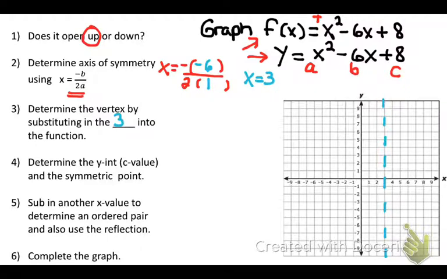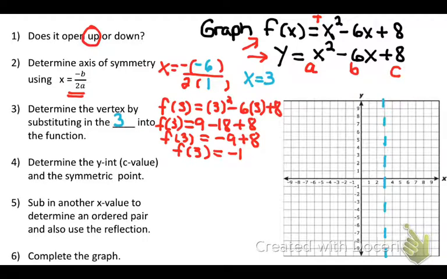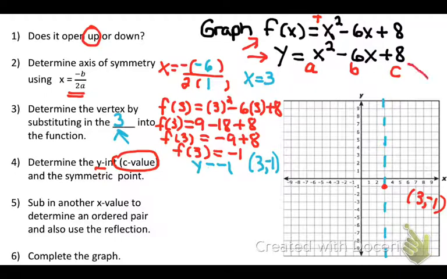So do that now. Pause the video. When we substituted in the 3, we get f of 3 equals negative 1, remembering that we could say y equals negative 1. So the ordered pair is 3 and negative 1. That gives us the vertex, so we're going to plot that point. We know the c value gives us the y-intercept. Our c value is 8, so the ordered pair is 0, 8. We're going to plot that point.